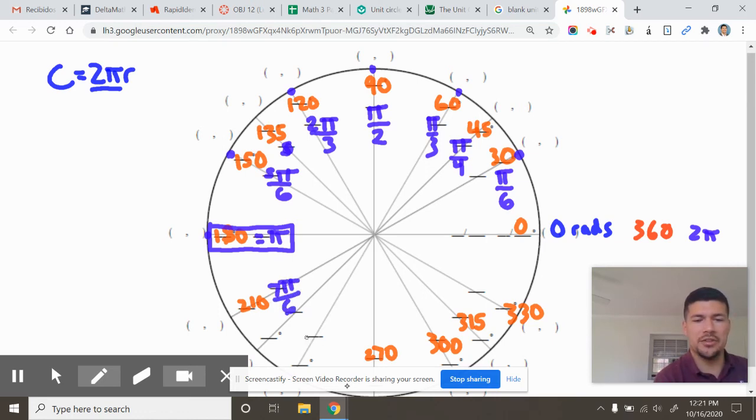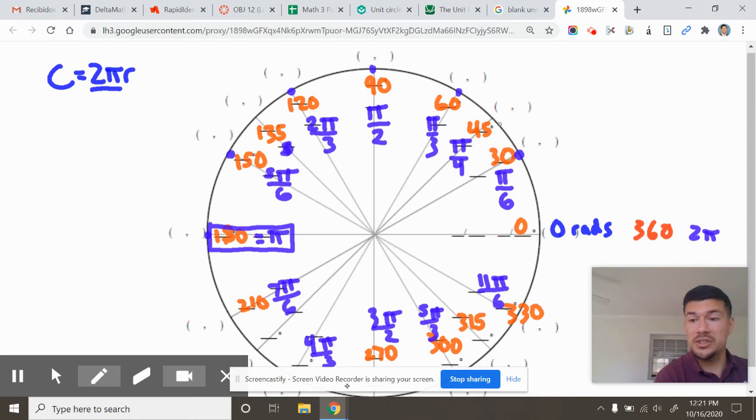240 will be 8 pi over 6, or simplified to 4 pi over 3. 270 will be 9 pi over 6, or more simply put, 3 pi over 2. You must simplify these. 300 degrees will be 10 pi over 6, which is 5 pi over 3. And 330 will be 11 pi over 6, which cannot be simplified. It's just 11 pi over 6.